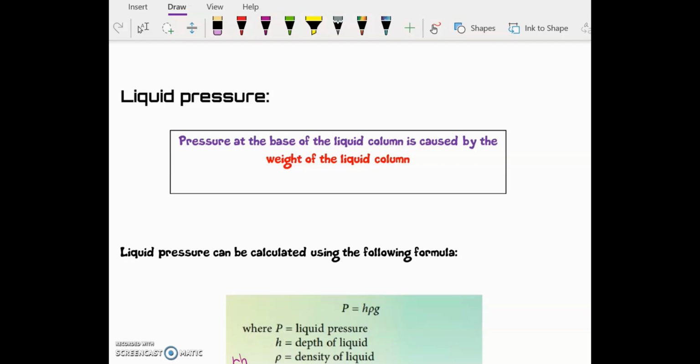Pressure at the base of a liquid column is caused by the weight of the liquid column. So let's say we have a column of water. If there is an object at the bottom of the column, it will experience pressure that is caused by the weight of the water above it.